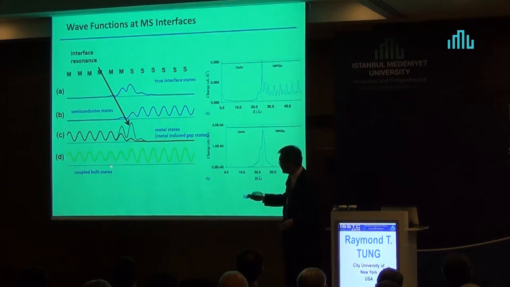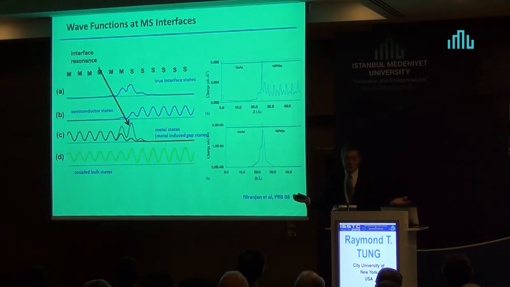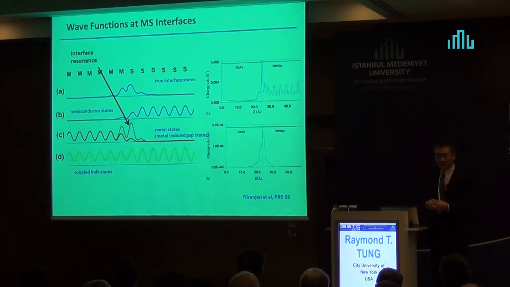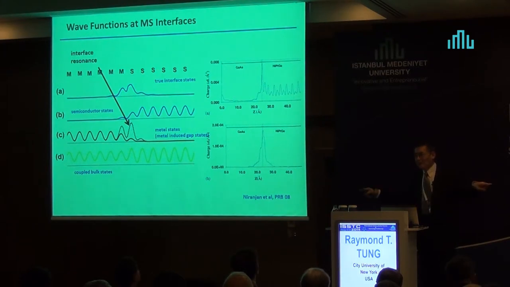Now, the fourth kind of state is that the bulk states in the metal and the semiconductor, of course, form coupled states. In ab initio calculation, there is an example of metal-induced gap states calculated by these authors in Texas, where there is a pronounced intensity of this wave function right near the interface, so that constitutes an interface resonance. And there are also examples of true interface states in that the intensity decays toward both the metal and the semiconductor.